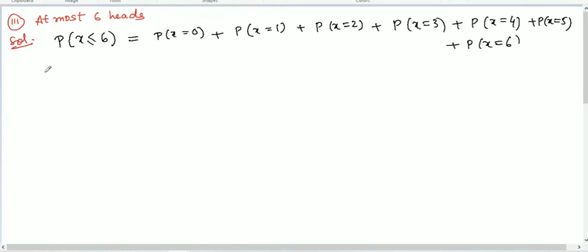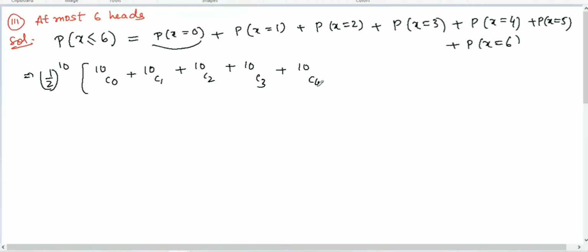So I'll skip a few steps here, as I explained in my first question. In all the probabilities here, binomial distribution, you will get half to the power 10. So let's take half to the power 10 common, and then here it will be 10C0 plus 10C1 plus 10C2 plus 10C3 plus 10C4 plus 10C5 plus 10C6. And now calculate it all the way, half to the power 10.